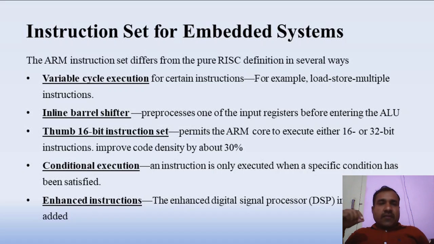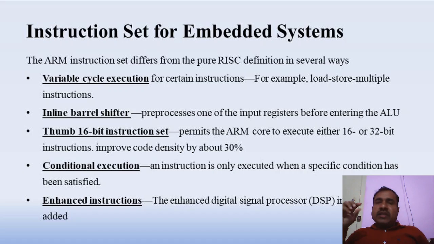The fourth quality of ARM that's different from RISC is conditional execution. Using this parameter, an instruction is executed only when the condition is satisfied. If the condition is not satisfied, the instruction is just skipped and the processor will move further. With this, you can easily decide on branching, which again is a factor that improves the code density.